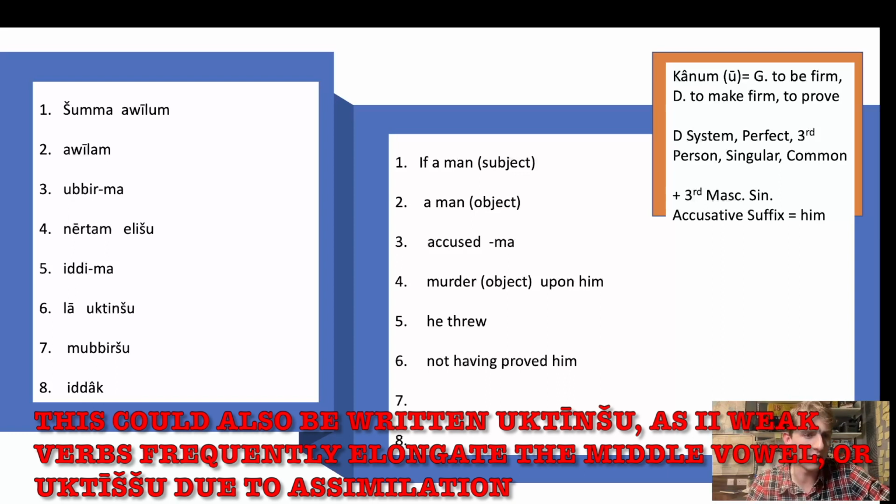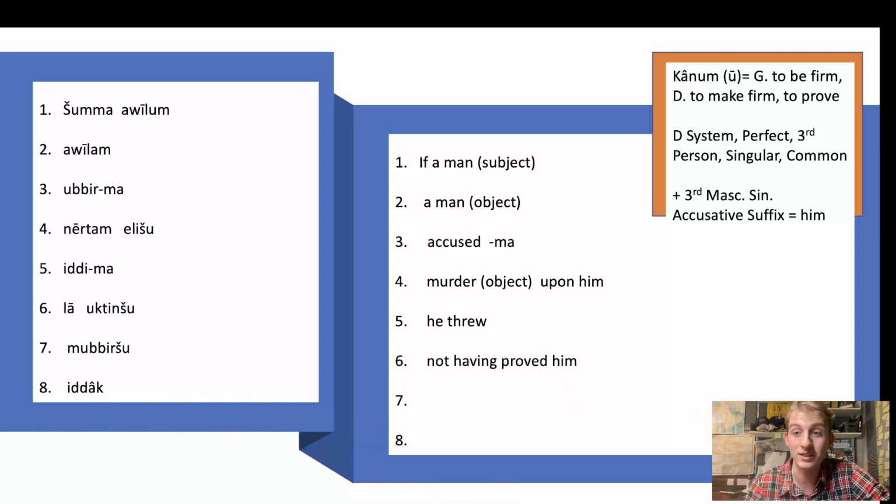And you might be wondering why there's no doubling of the second root letter, as is common with the D system, and that's because kanum is actually missing its second root letter. So that's why we're just getting uktinshu with no double consonants. This is in the third person masculine singular here, but it's also got a third person masculine singular accusative suffix, shu, added. So it's not having proved him. So accusative means it's going to be an object. So he hasn't proved him guilty of murder.